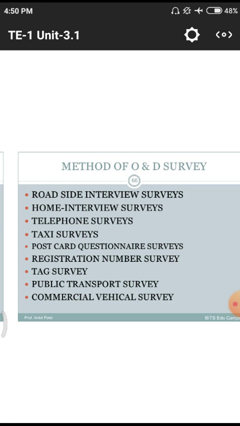Likewise, if we have to move to the university to collect our certificate, the origin point is our home or our college, and the destination point is the university. Likewise, we have different origin and destination studies, and through those studies we need to improve our road facilities.